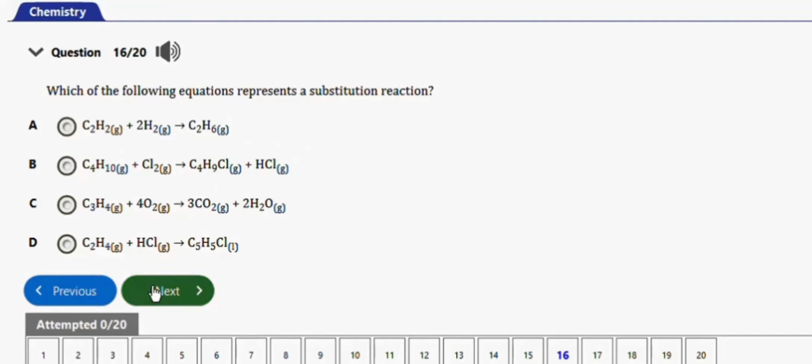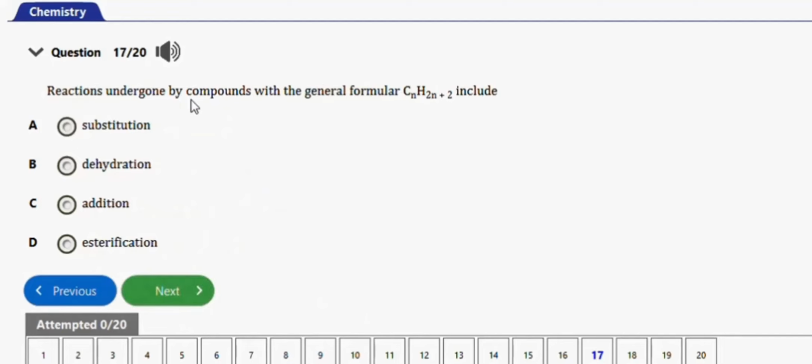Next question says reactions undergone by compounds with the general formula include substitution. This general formula is for alkanes, so alkanes undergo substitution reactions. They don't undergo dehydration, they don't undergo addition, they don't undergo esterification. So from the options we have here, this compound with the general formula undergoes substitution reaction. The answer is option A. Okay, so that's it for this question.